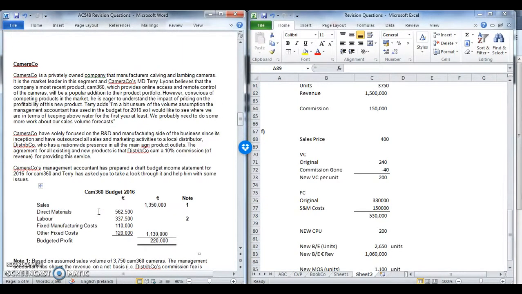So that was CameraCo, a revision question for CVP analysis.